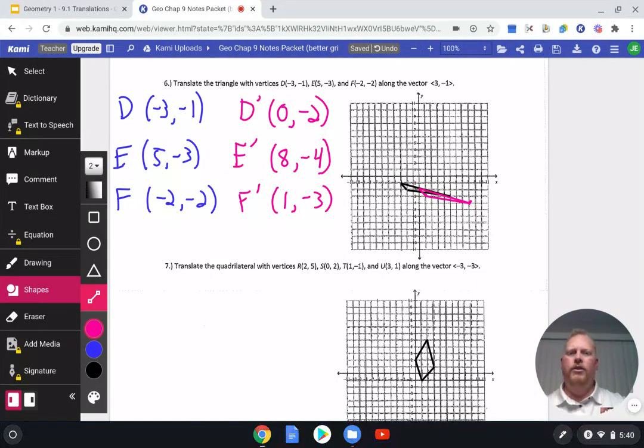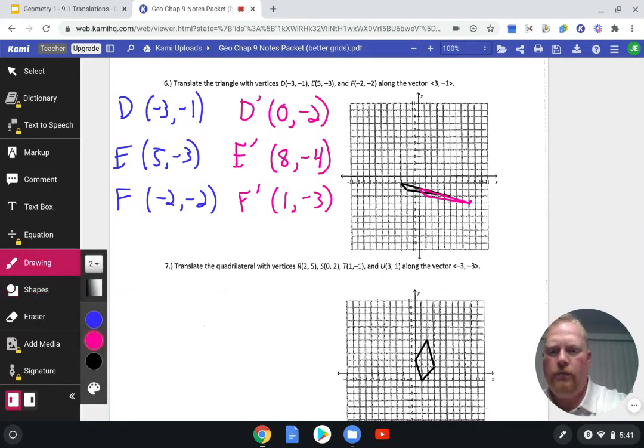Okay, let's do the same thing over here for number 7. So it says translate along the vector negative 3, negative 3. So that means I'm going to subtract 3 from the x and subtract 3 from the y. So if I were to do that for R, that would make R prime negative 1. And then subtract 3 from the y will give me 2.